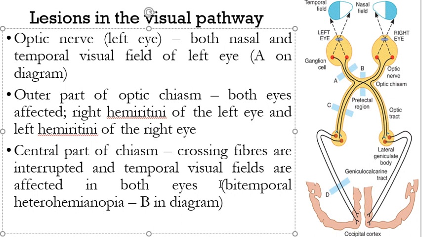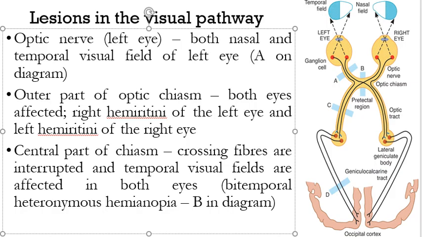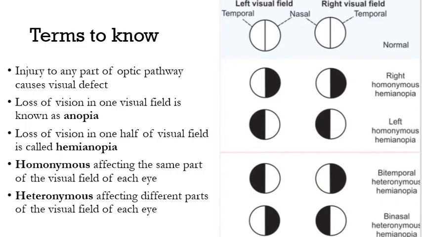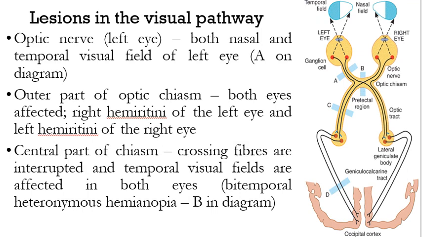Yes, heteronymous. Okay, let's see if we spelled that correctly. Heteronymous, yes. So it is bitemporal heteronymous hemianopia. That's B. All right. Okay, so we can now go on to the next one.